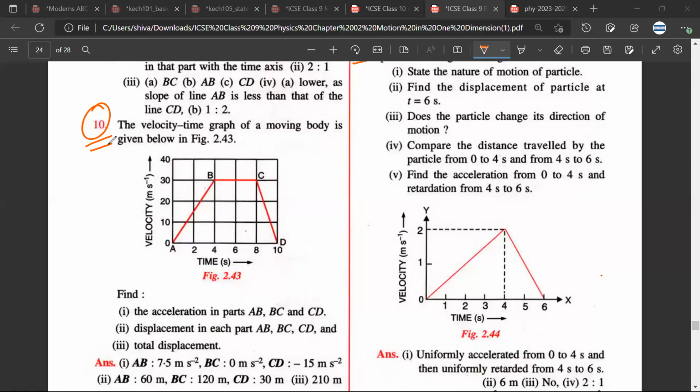So question number 10: the velocity time graph of a moving body is given. Find the acceleration, displacement, total displacement. There are a few things that we need to understand about velocity time graphs. So this is a velocity time graph.